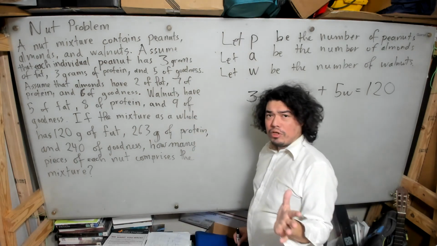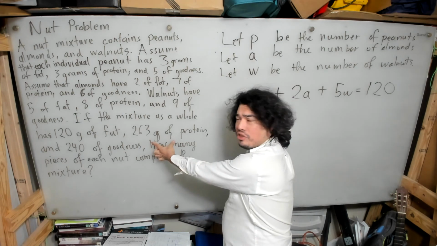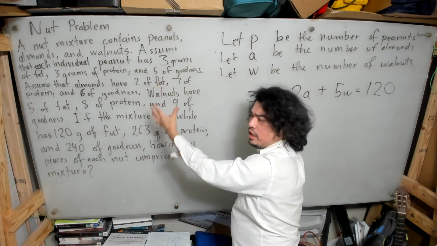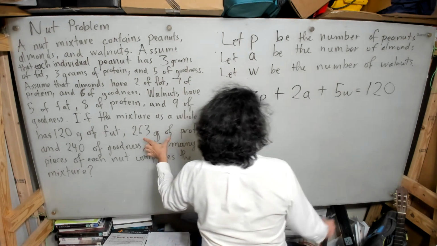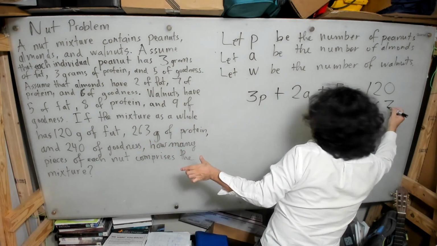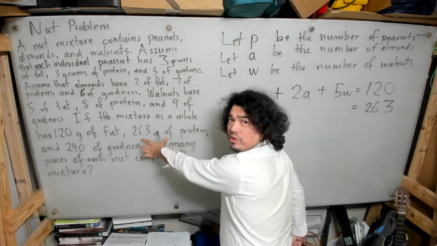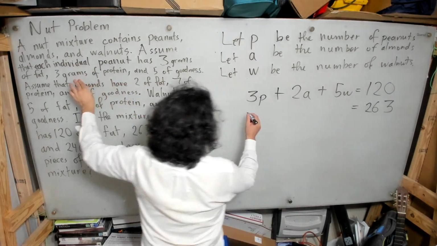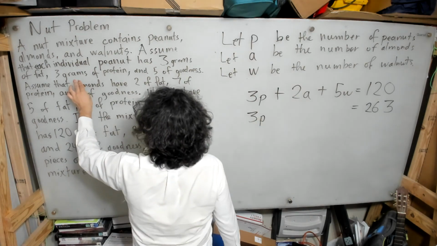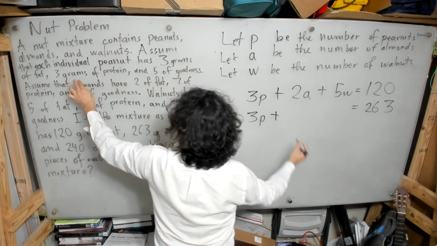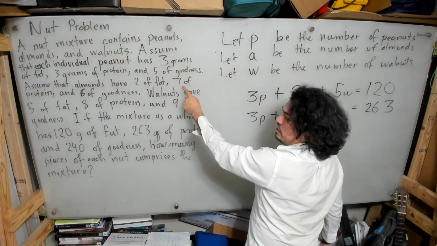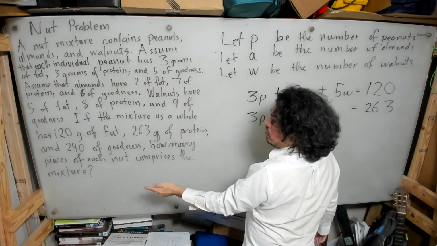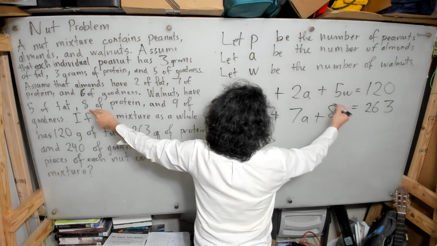Okay. By similar kinds of reasoning, we can look at what the constraint of protein implies about the relationship of the quantities of these nuts. So, for example, I'm going to make the equation that captures the constraint for protein. I know that I have 263 grams of protein in total. Now look at this. An individual peanut has 3 grams of protein. So I'm going to do 3 times P to represent the protein that comes from the number of peanuts I have, plus I know that each almond has 7 grams of protein, so it'll be plus 7 times the almonds, plus, with the walnuts, it's 8 of protein, so it's 8 times W.